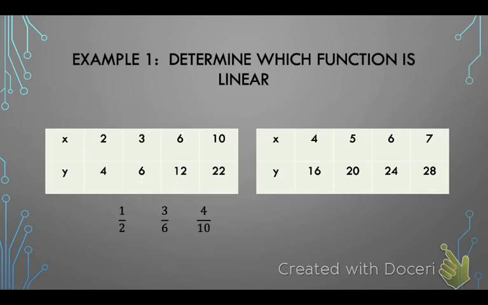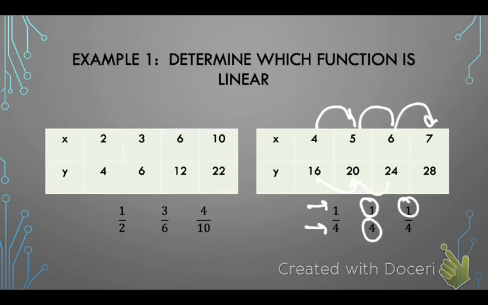Okay, I just cleaned up my screen a little bit. So let's look at the differences over here. And so if I go from 4 to 5, that's 1. From 16 to 20, that's 4. 5 to 6 is 1. 20 to 24 is 4. 6 to 7 is 1. And 24 to 28 is 4. So yes, this one is linear because it's a constant rate.